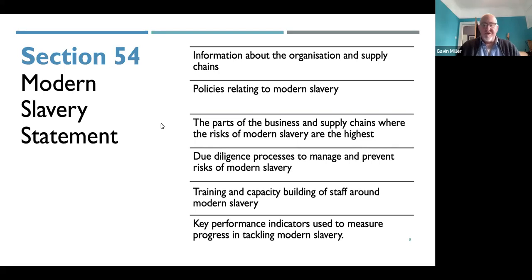A modern slavery statement should include information about the organisation and its supply chains, its policies relating to modern slavery, and its due diligence processes. The UK government has proposed changes to strengthen this law, such as expanding reporting requirements to include public bodies and making the specific topics in the statement compulsory. But that will be dependent on passing through legislation. To date, 21,000 organisations have already submitted their modern slavery statements to the government registry.